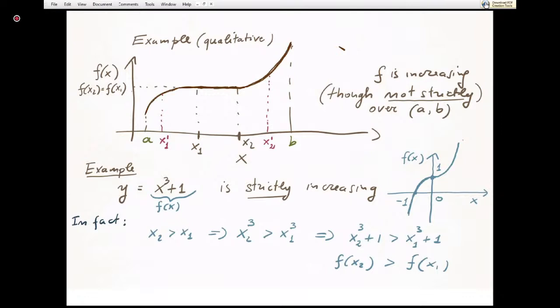And this means that it is increasing, but it is not possible to find this property for any possible choice of x1, x2. Sometimes there is an equal sign, and this is weakly increasing, which means increasing, just increasing without strictly. Okay, so I hope this is enough.